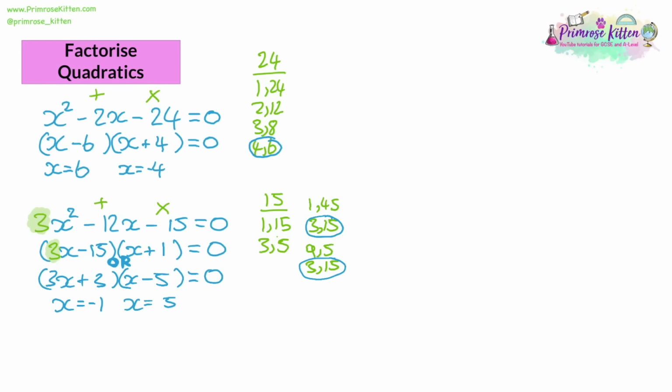Now, both of those examples had 2 answers for x. But you can have 1, 2, or 0 answers. And the way you can figure it out is using something called the discriminant. The discriminant is b squared take away 4ac. So let's have a look at some examples.